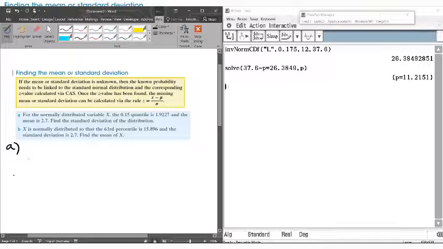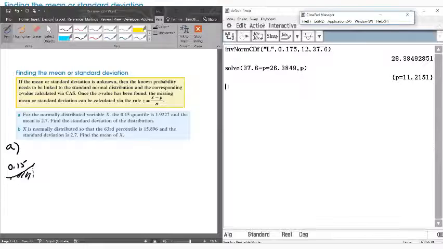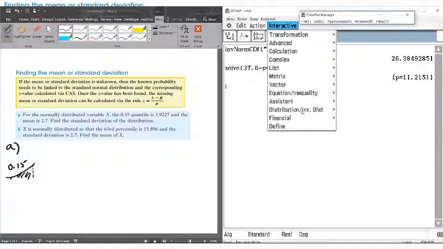If you don't know what the quartile is, as you go up from the left side, you want this little area, 0.15. Now, the quartile is 1.9227, and so what we can do is find the z value for when this occurs. So to do that, interactive, distribution.